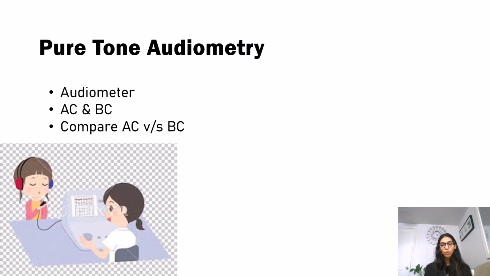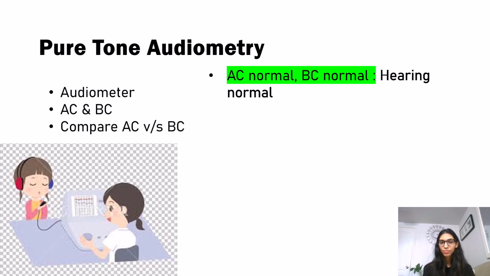When coming to pure tone audiometry, we use an instrument called an audiometer to do the audiometry. We do the air conduction threshold using an earphone, and we do the bone conduction threshold by directly stimulating the cochlea, and then we compare the AC versus BC and determine what type of hearing loss they have. If AC is normal, that is the air conduction pathway going from the outer ear to the middle ear to the inner ear, and the bone conduction, when you stimulate the cochlea directly, is normal, then they might have normal hearing sensitivity.